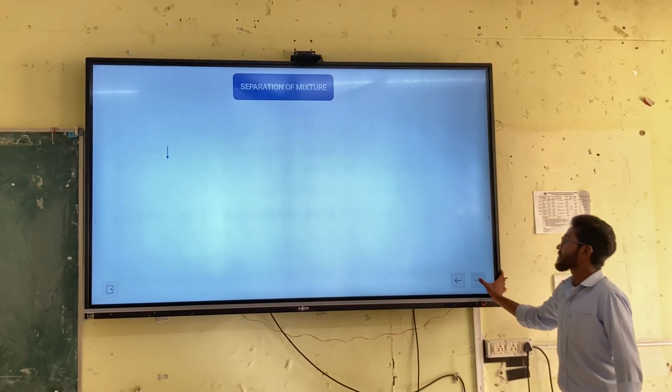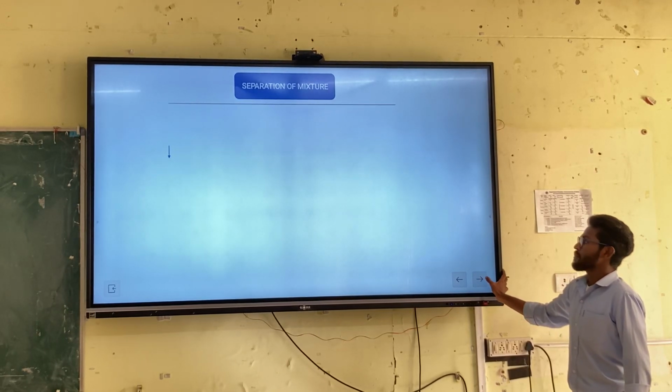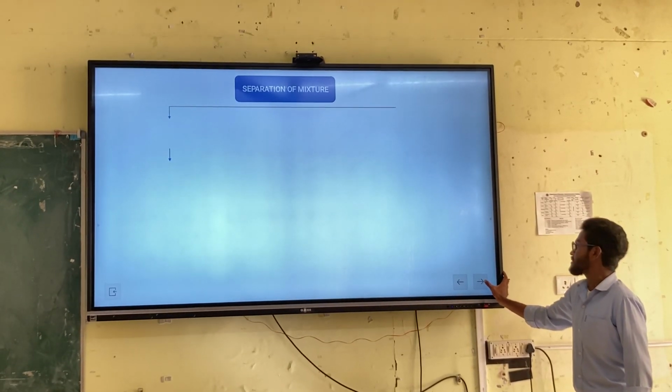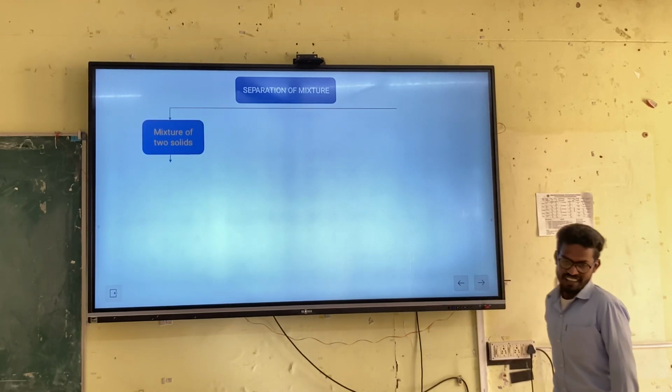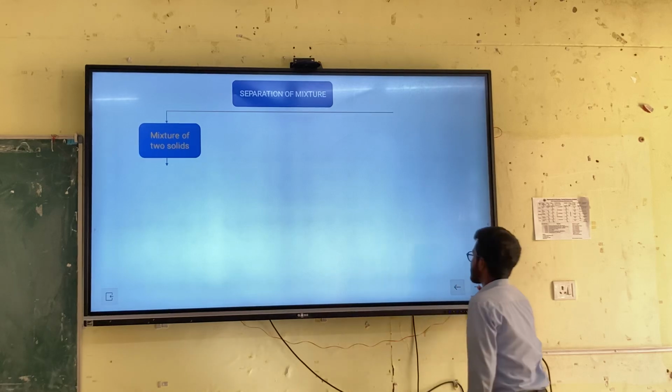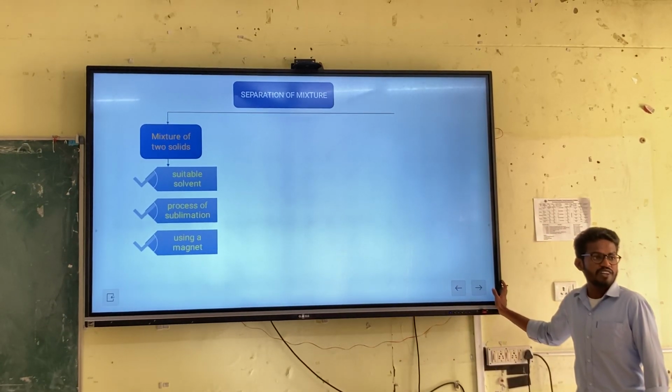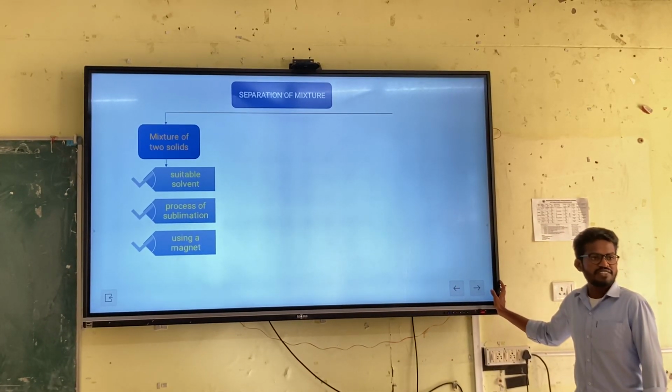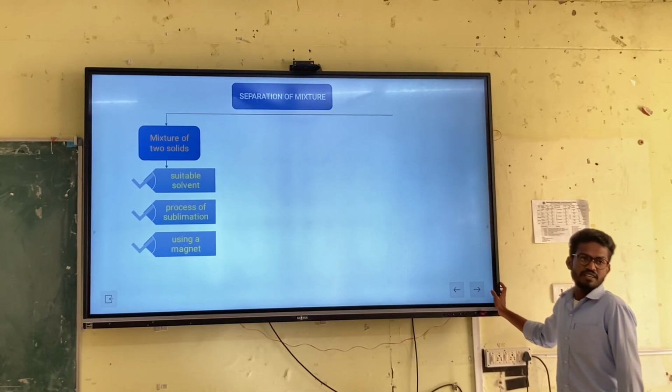Separation of mixture. First we will see solid separation, like how to separate two solids. There are three processes: the solvent method, the second one is sublimation, and the third one is using a magnet.